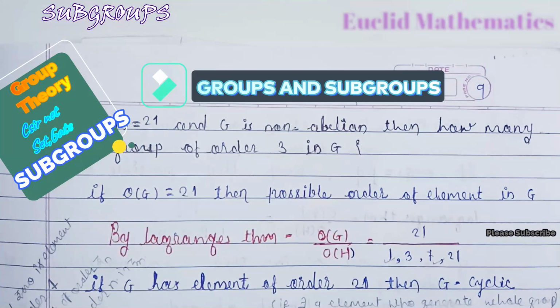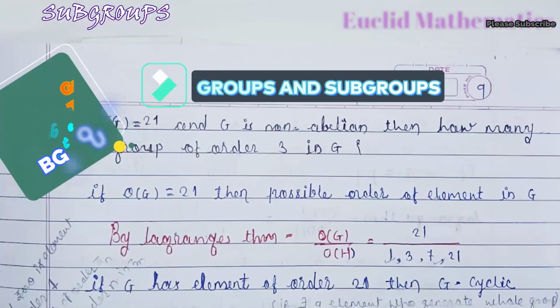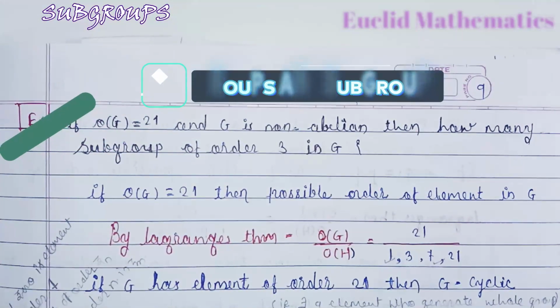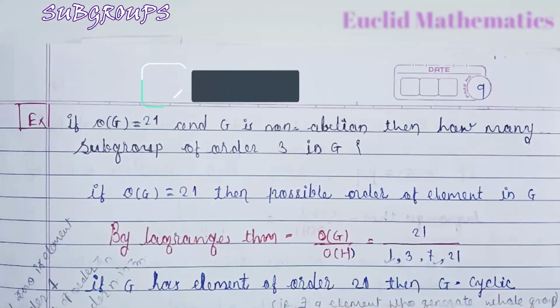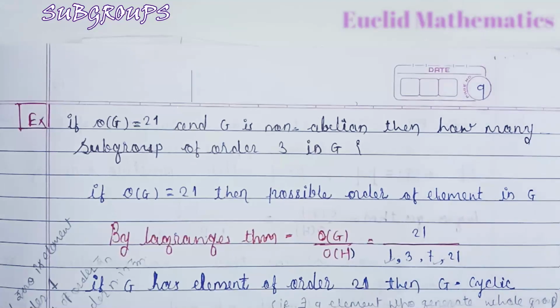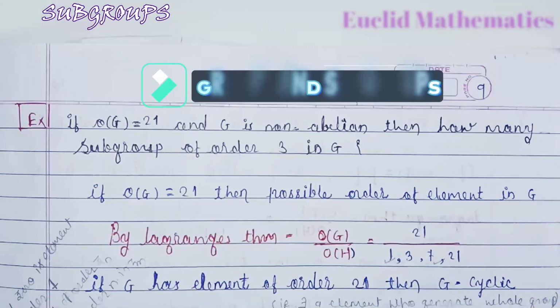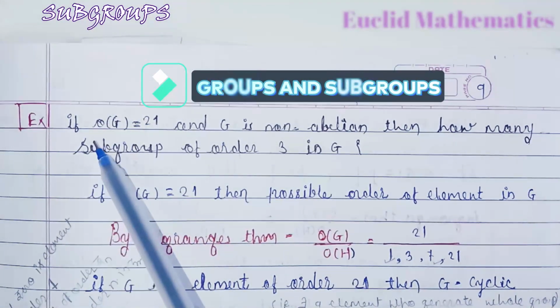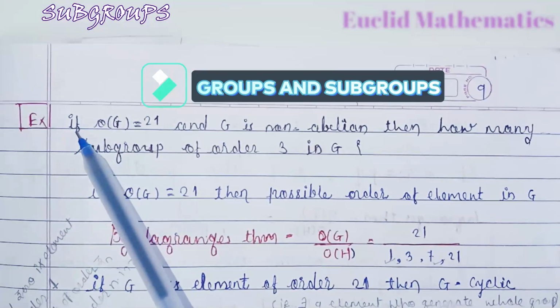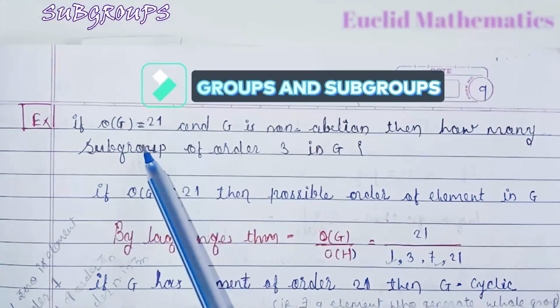So let's get started with today's lecture on groups and subgroups for prime elements. Initially, I considered a group whose order is not prime: a group of order 21, and we have to find out whether subgroups of certain orders exist or not. Now let's go to the solution of the example. Let's read the example first: if the order of G is 21, a group of order 21.